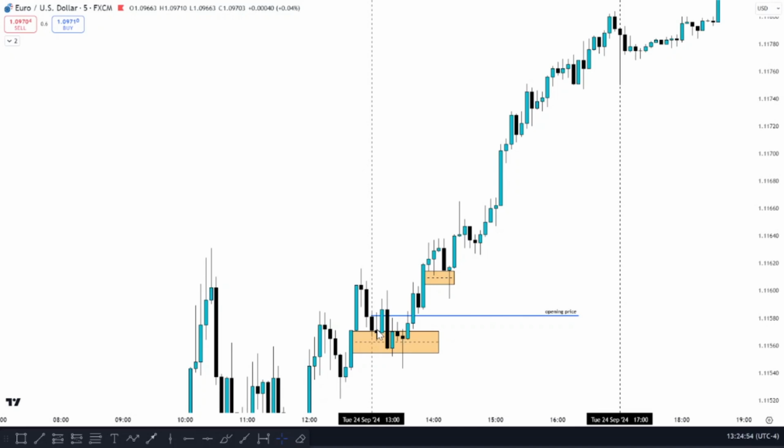You are taking an entry at the fair value gap, placing your stop loss at this swing low. You're aiming for higher prices. You can use the 4-hour swing level as your next draw on liquidity to aim for higher prices, or you can use a fixed risk to reward ratio. Price traded higher, you are anticipating higher prices.